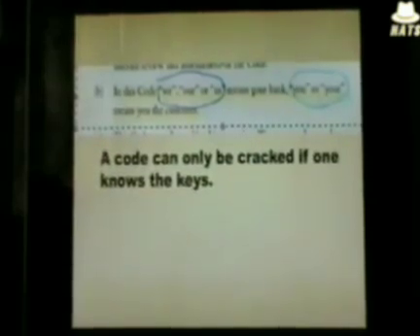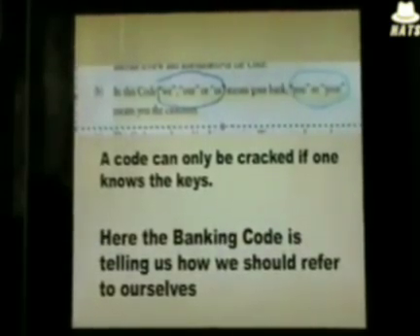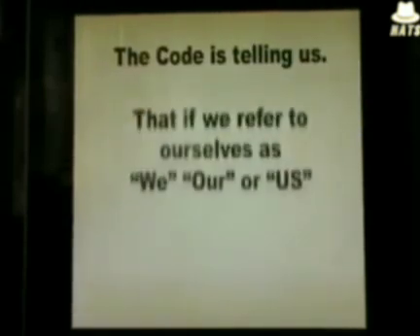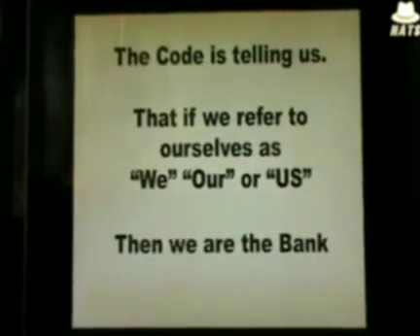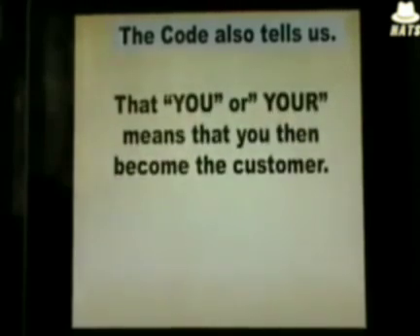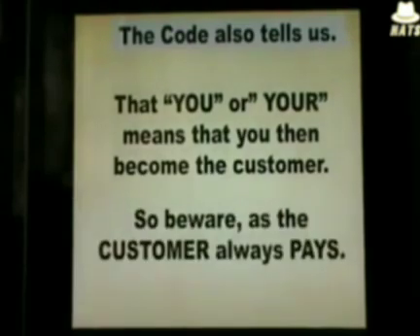You'll need to understand this because this is a code and it can only be cracked if you know the keys. So now what we're doing is we're cracking the code for you. The banking code is telling us how we should refer to ourselves. The code is telling us that if we refer to ourselves as we, our, or us, then we are the bank. The code is also telling us that you or your means that you then become the customer. So beware, the customer is the one that always pays.